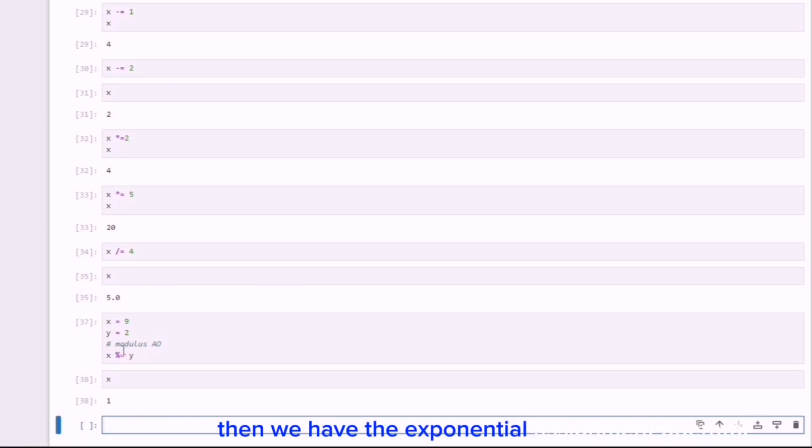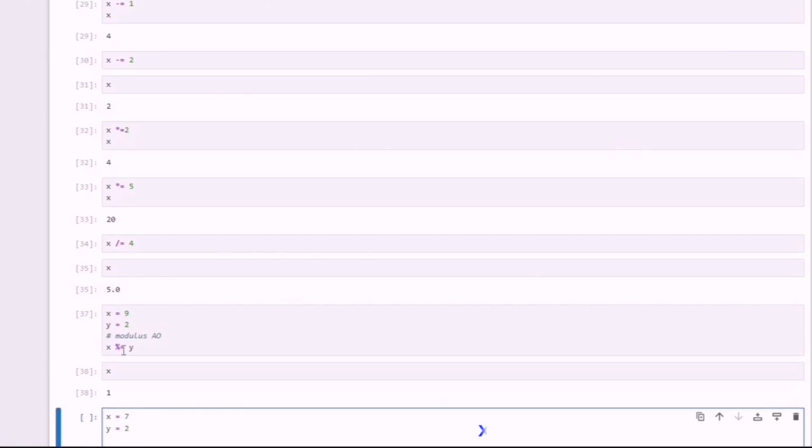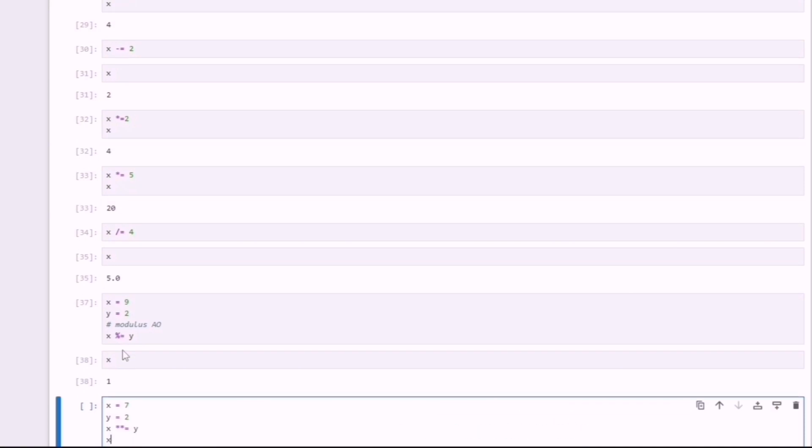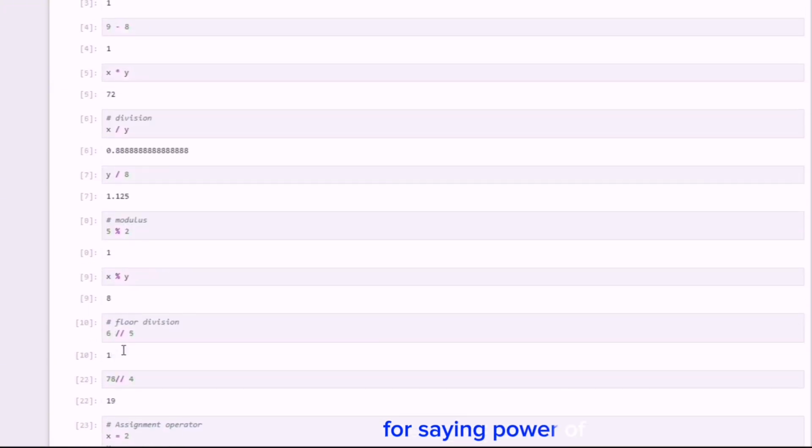Then we have the exponential assignment operator, which virtually does the same thing. If I have variable x is equal to 7, and variable y is equal to 2, what I can simply do here now is to say x double multiplication equal to y. And if I print x, this will give me 49, which is the same thing as saying 7 raised to the power of 2. Double multiplication is what we use for saying raised to the power of.